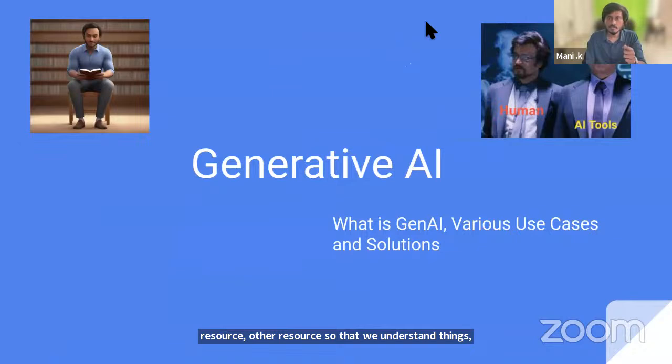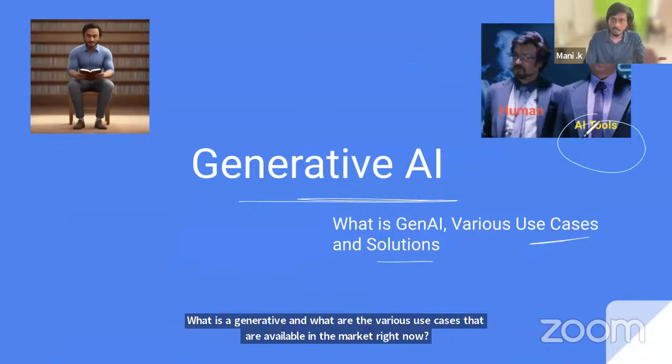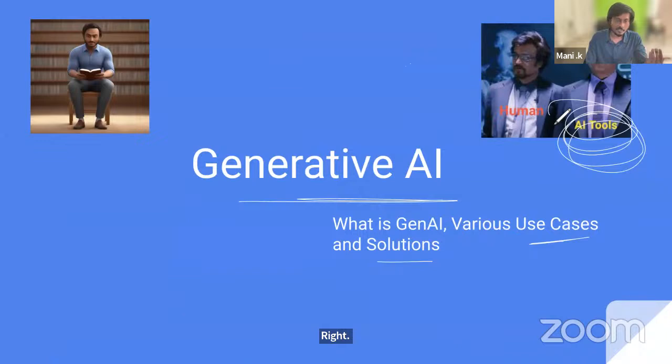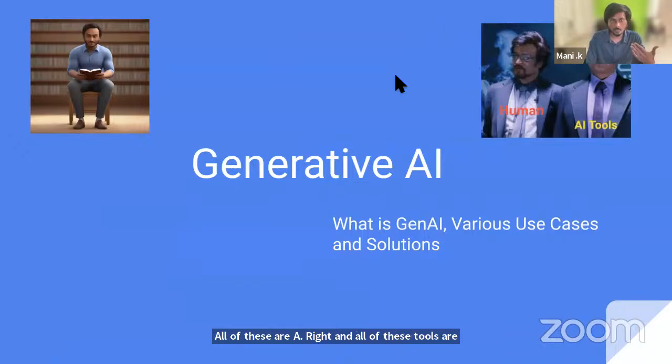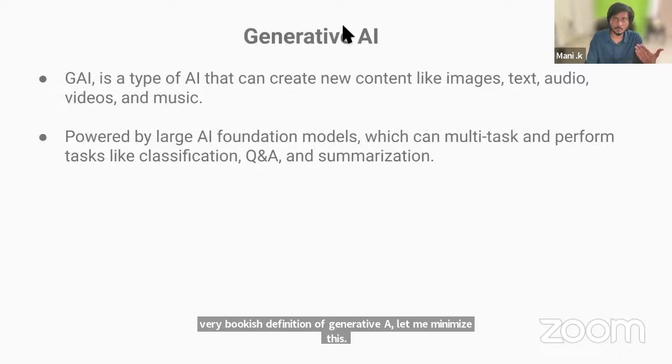Right? So now first understand what is generative AI, and what are the various use cases that are available in the market right now. There are a lot of AI tools like ChatGPT. We also have Sora, which takes text as input and creates videos. All of these are AI tools, and all of these tools are called generative AI tools. Now, if I give a very bookish definition of generative AI, let me minimize this. A bookish definition of generative AI, this is what it is.